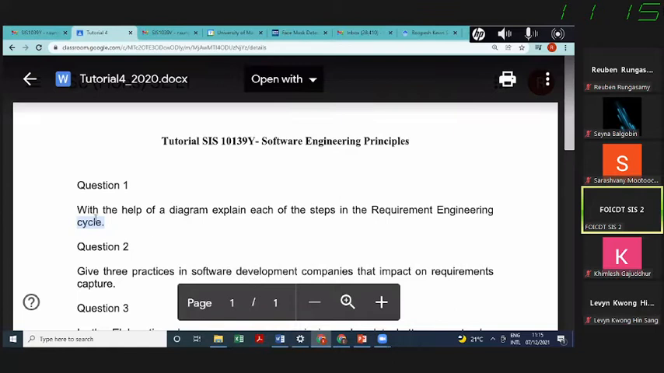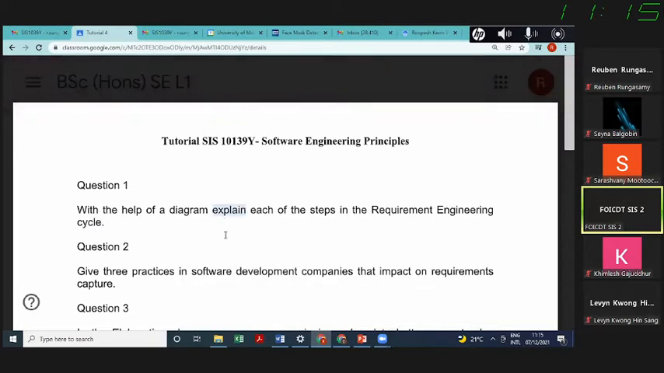Always remember that when you're answering a question, have a look at the number of marks that's given. Here, it's mentioned explain, so you cannot just list. I've always been mentioning that there is a difference between explain and list, describe, compare and contrast, highlight. Pay attention to the word that's given here. It's mentioned explain, so you will have to give the 7 steps, and then explain each of these 7 steps in order.